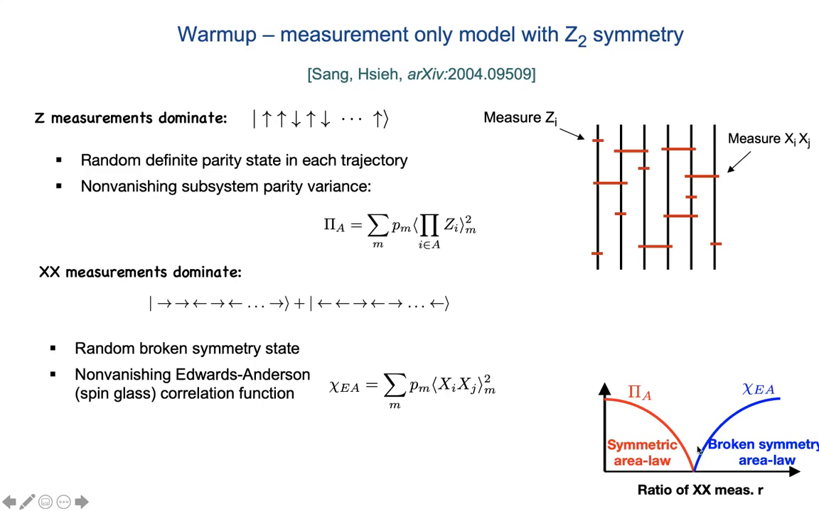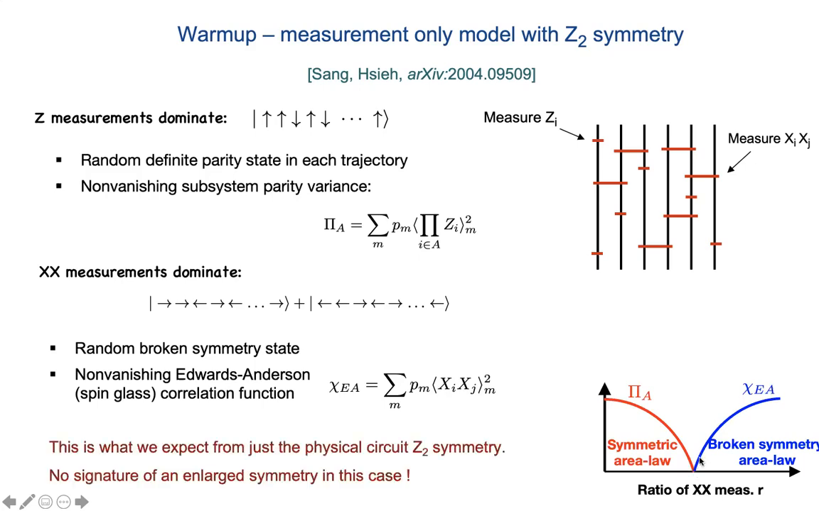You find a sharp phase transition between these two phases. But this is not really surprising. It's actually what you expect from a circuit with Z2 symmetry. You have a symmetric phase and a broken symmetry phase. So far, there are no signatures of the enlarged symmetry that I advertised so much. So can we actually see the enlarged symmetry?